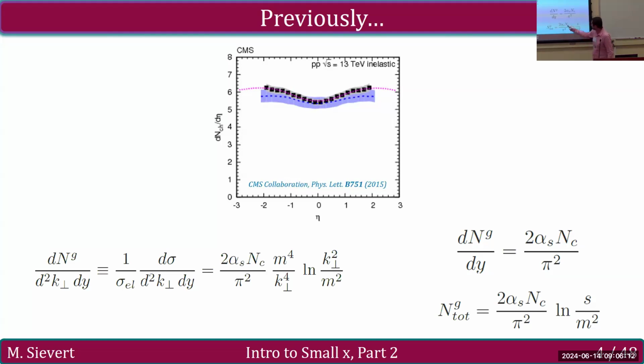When I take that rapidity-independent gluon distribution and I integrate it over the rapidity, I get a factor of the total rapidity of the collision. And the total rapidity depends on the center of mass energy as a logarithm.